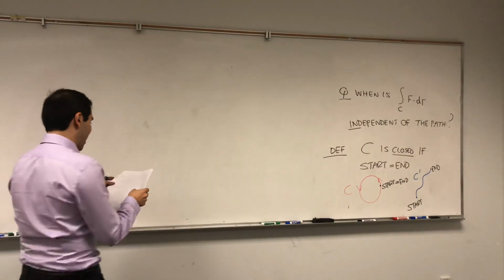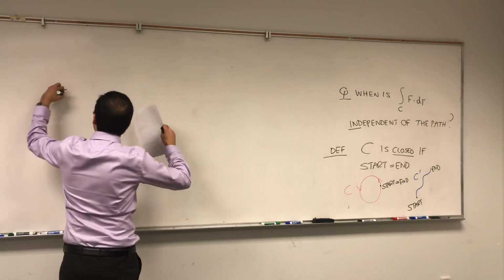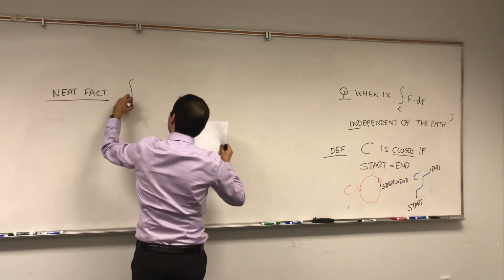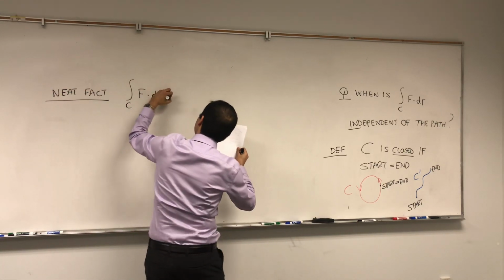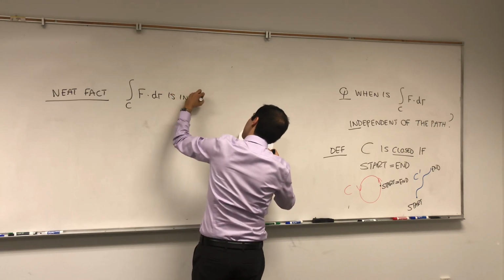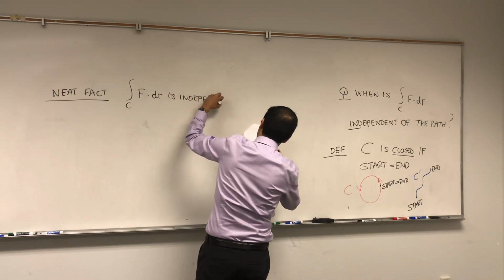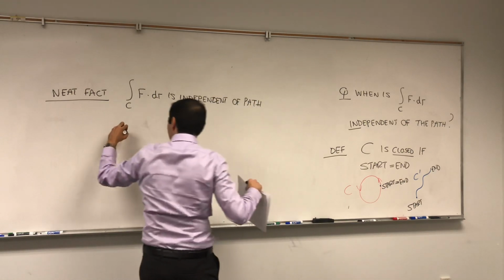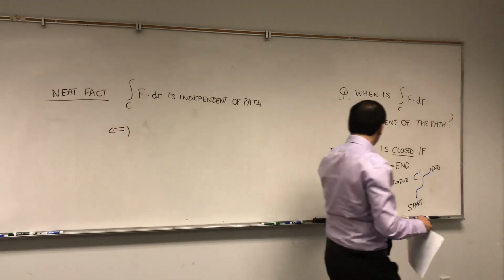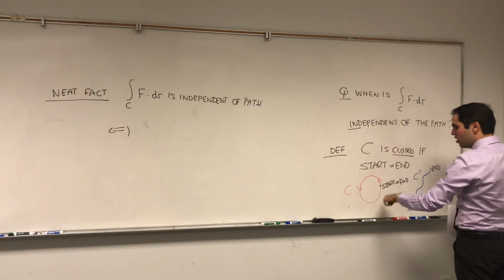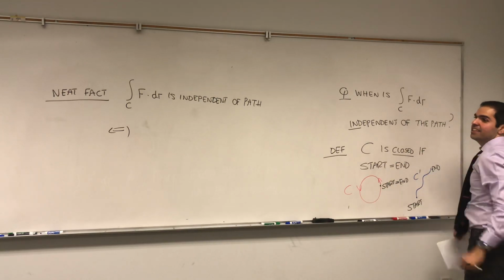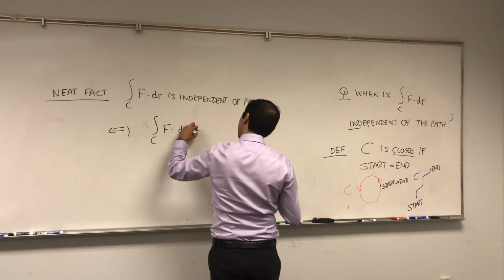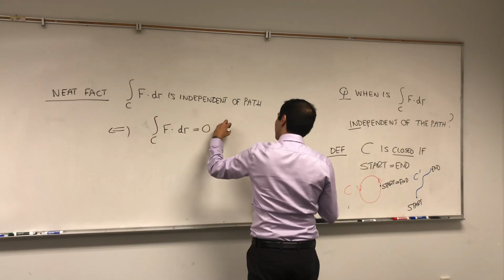So here's a neat fact. The line integral is independent of the path if and only if, whenever you take a closed curve, where the start is the end, the line integral equals 0 for every closed path C.